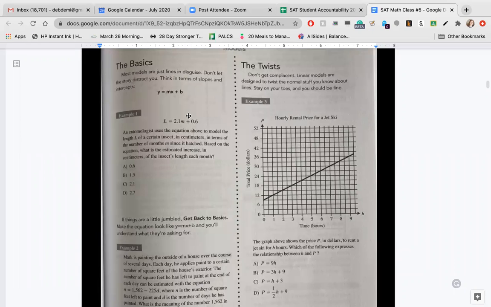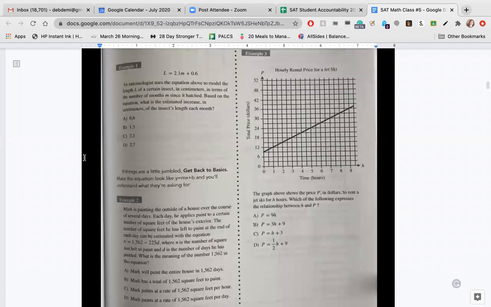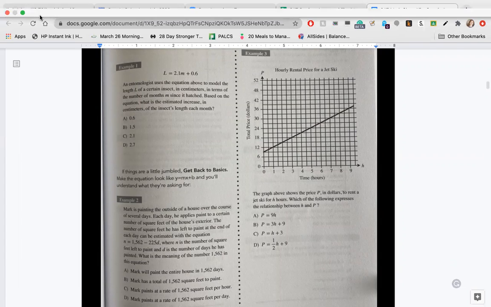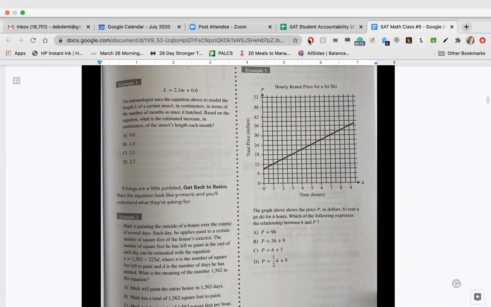So the basics: most models of lines are lines in disguise. Don't let the story distract you. There's going to be words, but it's basically a linear problem. So go ahead, read example 1 and type in your answer. We'll wait till we get 3 out of 4 answers.